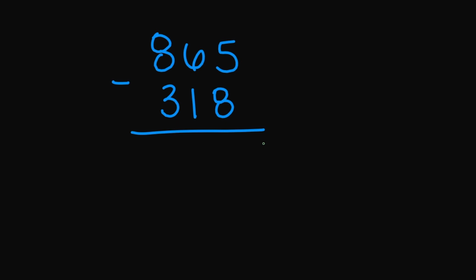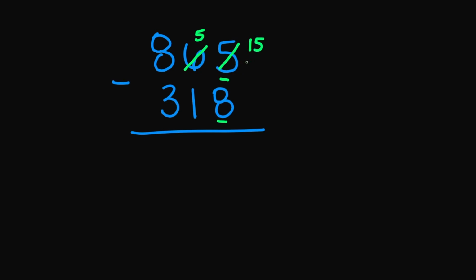Okay. Next, we have 865 minus 318. I'm going to start from the ones place. 5 minus 8. I can't do that. Now I need to borrow. This 5 is way too small, right? So I'm going to go to the tens place. This 6 is going to become a 5. This 5 is now going to become a 15.